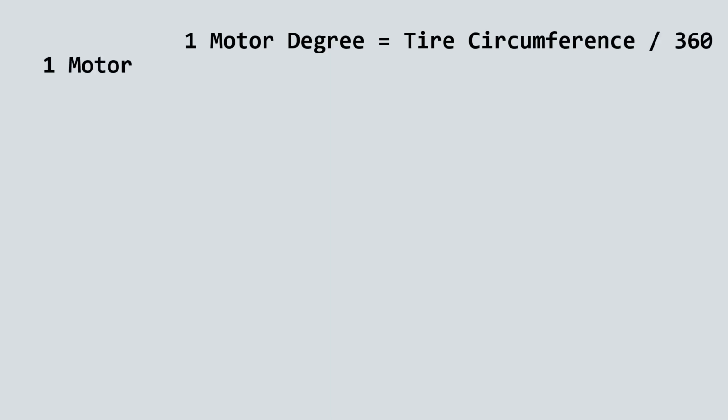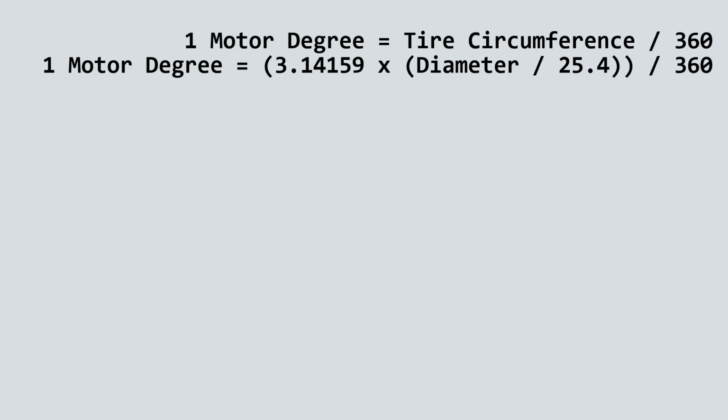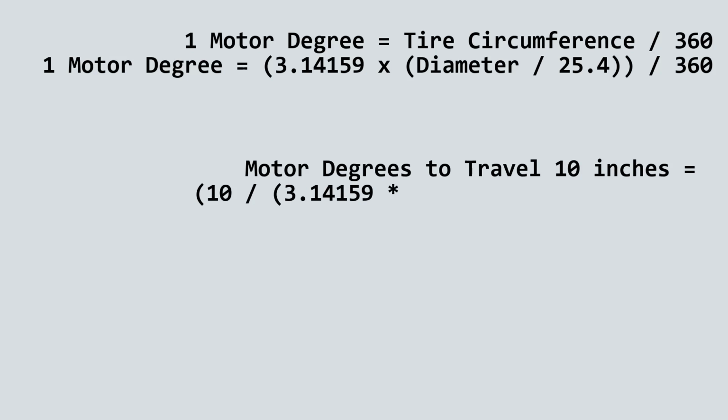For one motor degree rotation, how many inches does the tire travel? That is tire circumference divided by 360 degrees. Pi times diameter divided by 25.4 divided by 360 degrees. So how many degrees does the motor have to turn in order for the robot to travel 10 inches? That is 10 inches divided by the tire circumference, which is 10 divided by 3.14159 times diameter divided by 25.4, times 360 degrees.